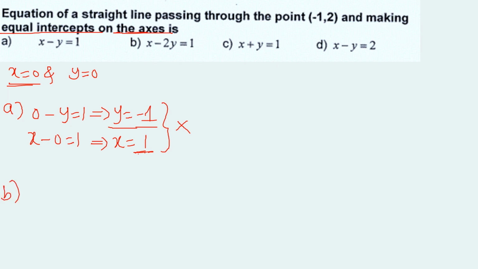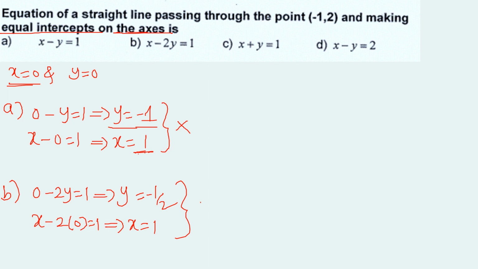Now let's check option B. Let's substitute x equals 0, which yields 0 minus 2y equals 1. That yields y equals minus 1 by 2. Similarly, let's substitute y equals 0. We will have x minus 2 times 0 equals 1, which yields x equals 1. Again, both are not the same. So this is also a wrong answer.